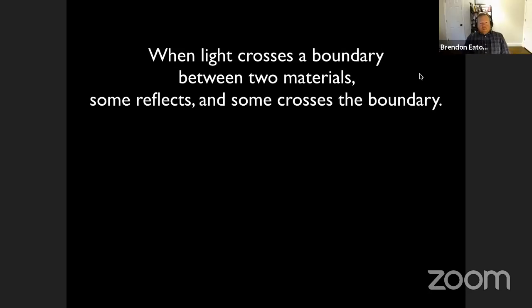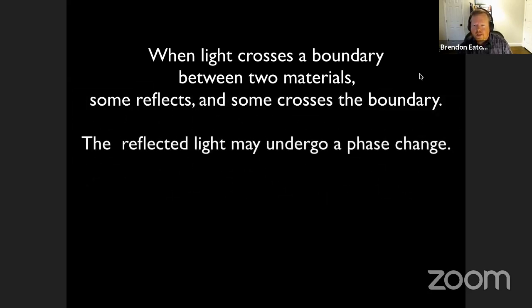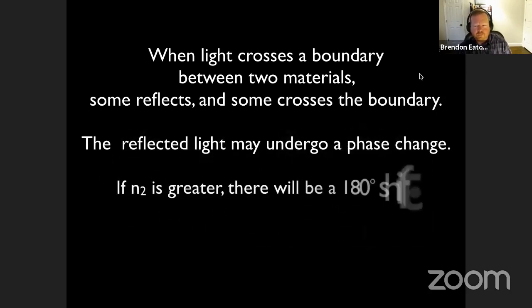All right, so we're going to start with when light's crossing a boundary between two materials. We kind of touched on that a little bit earlier in the lecture. So say water and oil or air and water, something like that. Some of the light reflects and some of the light is going to cross the boundary. And when that light's reflected, it can undergo what we call a phase change. And you probably remember from pre-cal or math somewhere around there that a phase change just means that the wave itself is going to flip.